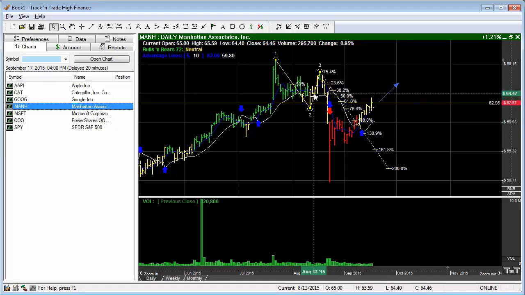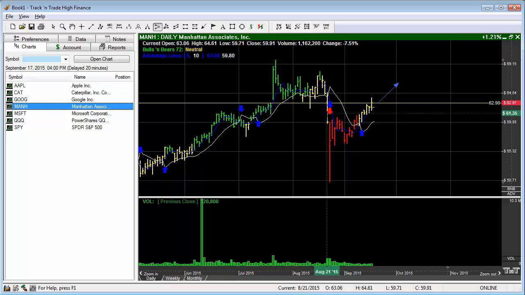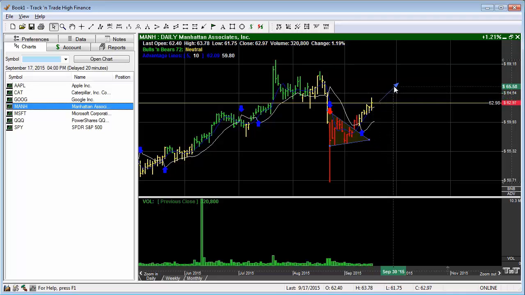What I want to show you now is that we have this beautiful little triangle formation that came in here with a nice area of support across the bottom and resistance across the top. So you can see that we have a nice little pattern right there. Now this is a pattern where if it breaks out the top, we continue to go long. If it breaks out the bottom, we go short. So this market broke out the top. We have the confirmation of the bulls and bears as well as the advantage lines, and this market started to rally. Now our TradeMiner has told us that we are anticipating that this market is going to be above this line.